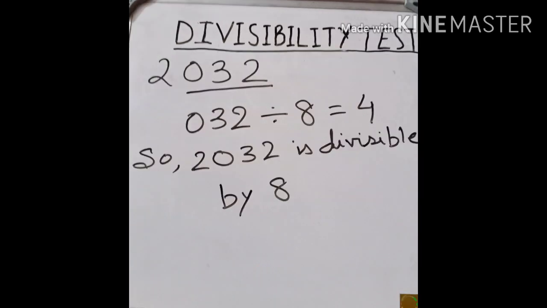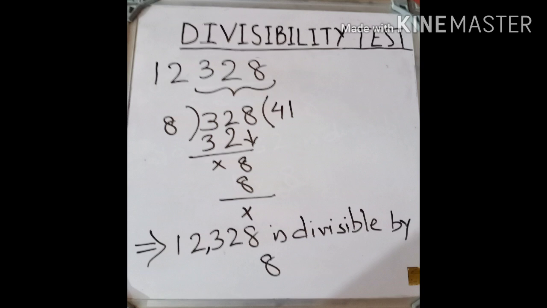Come to the next example, 2032. Here 032 is divisible by 8. So 2032 is divisible by 8. Is it clear? Next we have 12,328. The last 3 digits, 328, are divisible by 8. So 12,328 is divisible by 8.